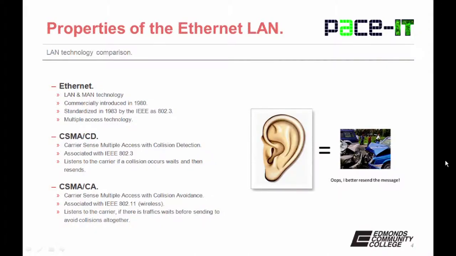Then there is the CSMA/CA access technology. That's carrier sense, multiple access with collision avoidance. More often than not, this is associated with the IEEE's 802.11 standard. That's wireless. In this case, the nodes listen to the carrier. If there is traffic, then the node waits before sending to avoid collisions altogether.